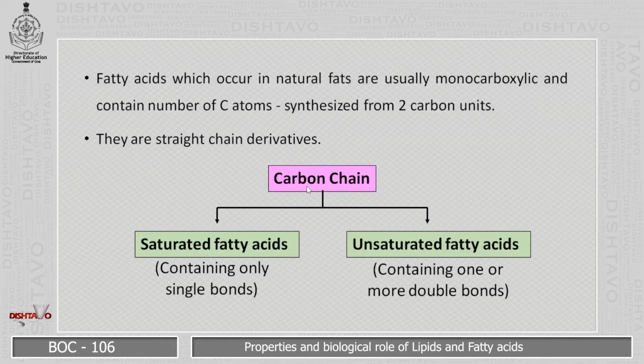So, carbon chains of the fatty acids can be saturated or unsaturated. Saturated fatty acids contain only single bonds, whereas unsaturated fatty acids contain double bonds. It can be 1 double bond, 2 double bonds, and depending upon that, the unsaturated fatty acid will be formed.